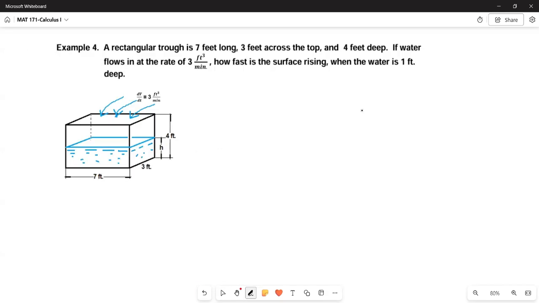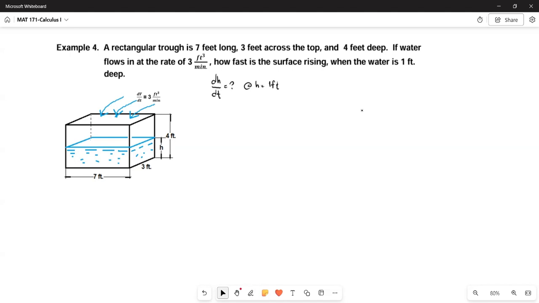We have your example number 4. A rectangular trough is 7 feet long, 3 feet across the top, and 4 feet deep. If water flows in at the rate of 3 cubic foot per minute, how fast is the surface rising when the water is 1 foot deep? So dito pinapasolve sa atin is yung velocity kung gaano kabilis tumataas yung surface natin. Or ito yung dh in terms of time. Okay, so yun yung pinapahanap sa atin, pero binigyan tayo ng condition kapag daw nasa depth na 1 foot.